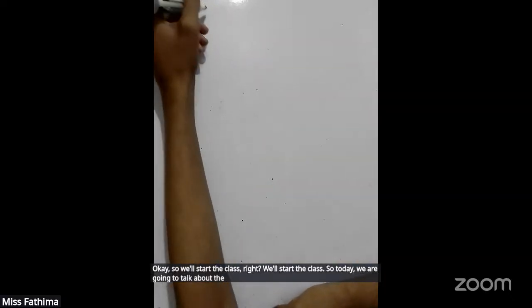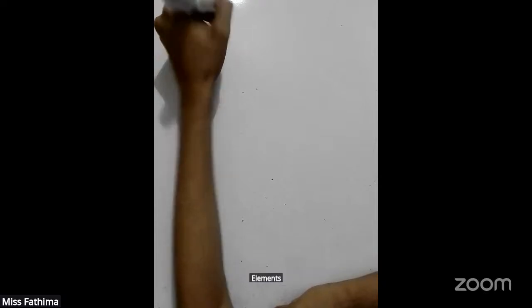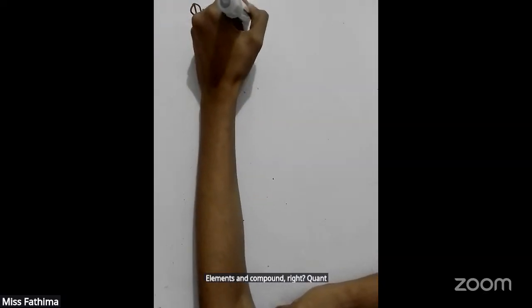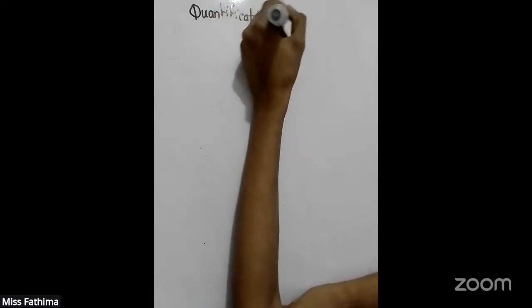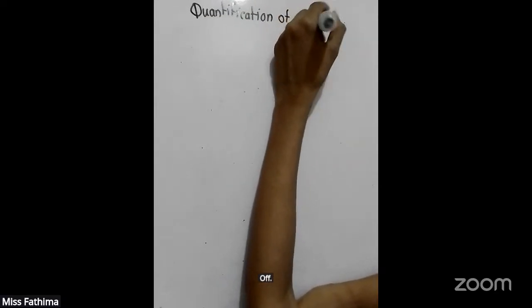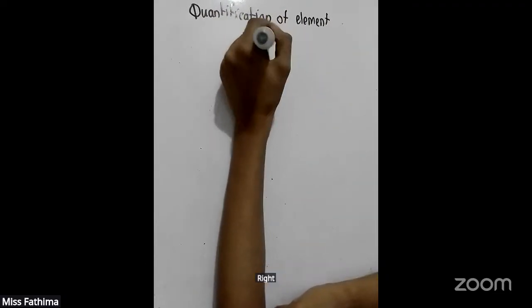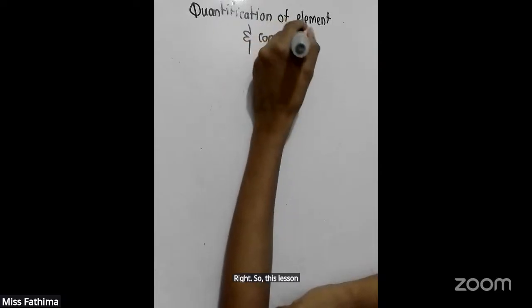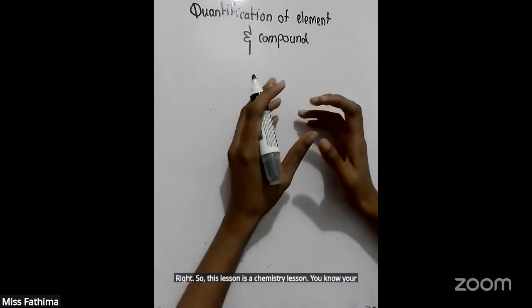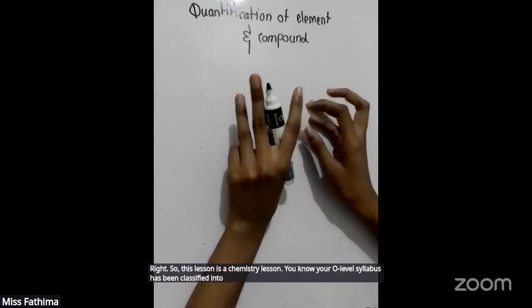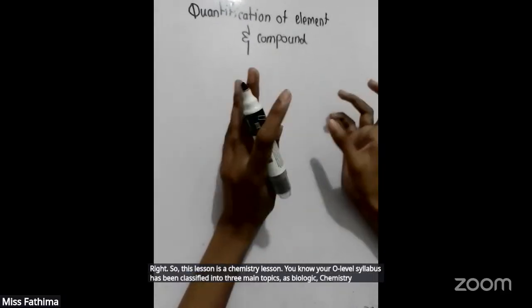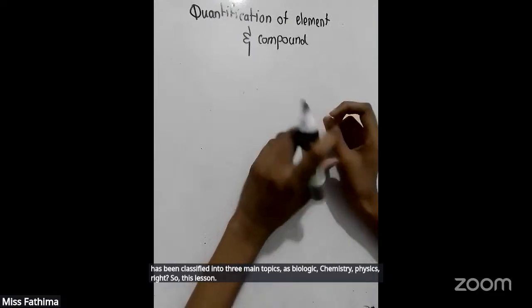Okay, so we'll start the class. Today we are going to talk about the quantification of elements and compounds. This is the lesson that we are going to talk about today. This lesson is a chemistry lesson. Your O-level syllabus is classified into three main topics: biology, chemistry, and physics. This lesson falls under chemistry.